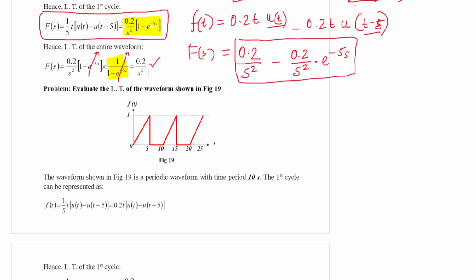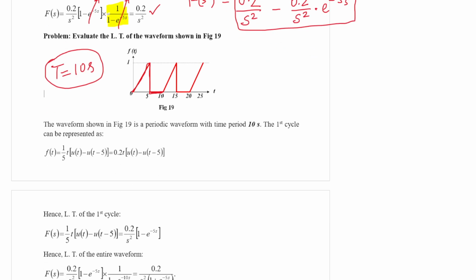Now moving on to the next problem. We have a similar sort of waveform, but within the time range 5 to 10 we have a 0 magnitude. So now the time period is not 5, it is 10 seconds, because every 10 seconds the cycle is repeated. This waveform is mentioned in figure 19.